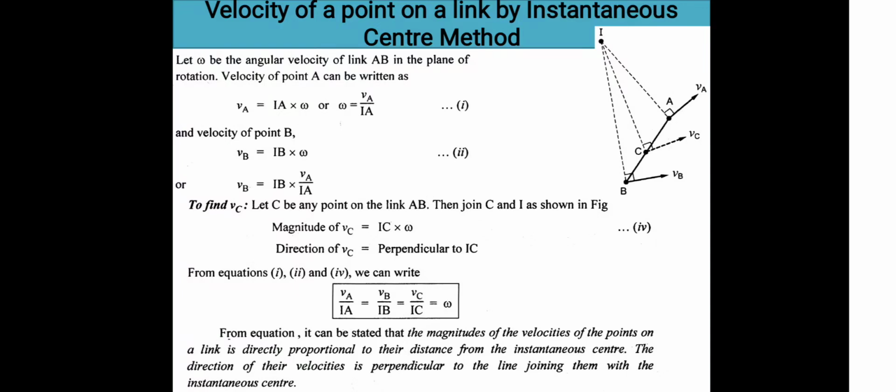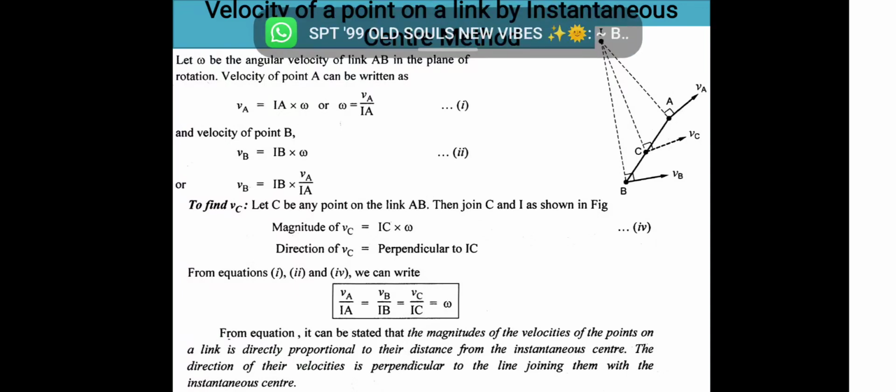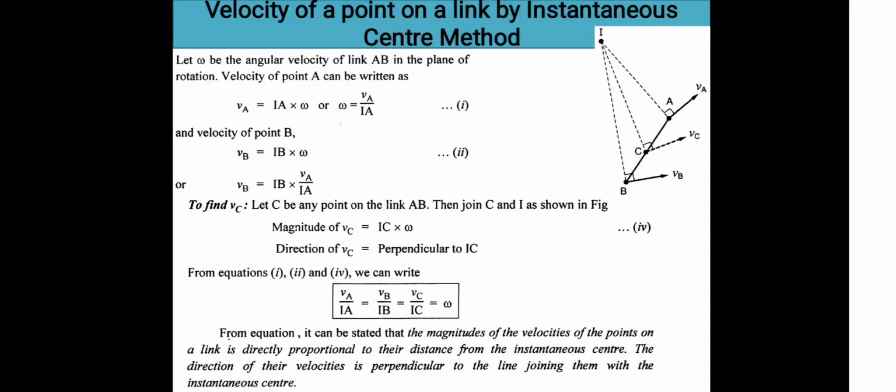Let omega be the angular velocity of the link AB in the plane of rotation. The velocity of point A can be written as VA, which is equal to the angular velocity of the link multiplied by the distance from the instantaneous center to point A. From this equation we can get the angular velocity of the link, omega, by dividing the velocity of point A by the distance from the instantaneous center to point A.